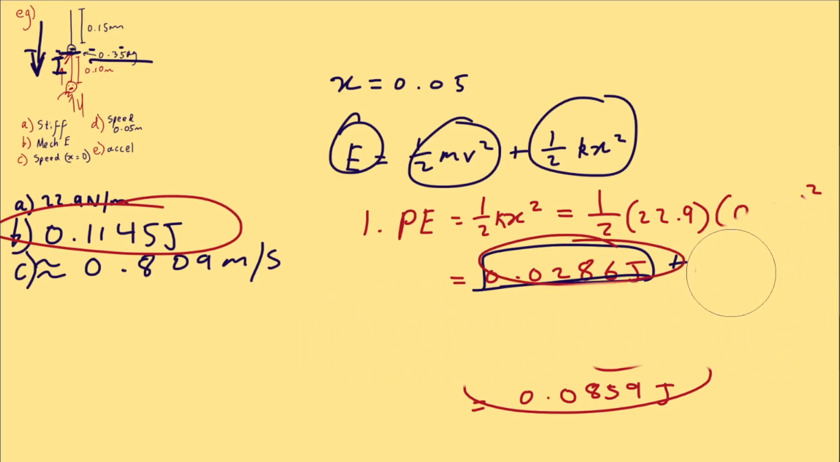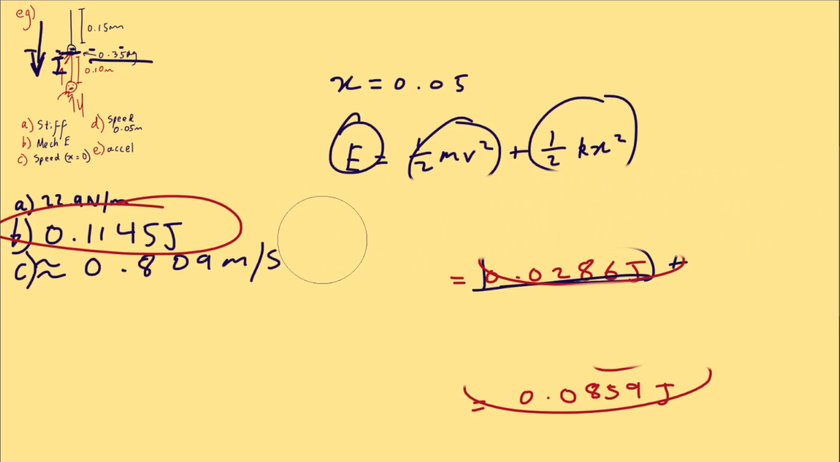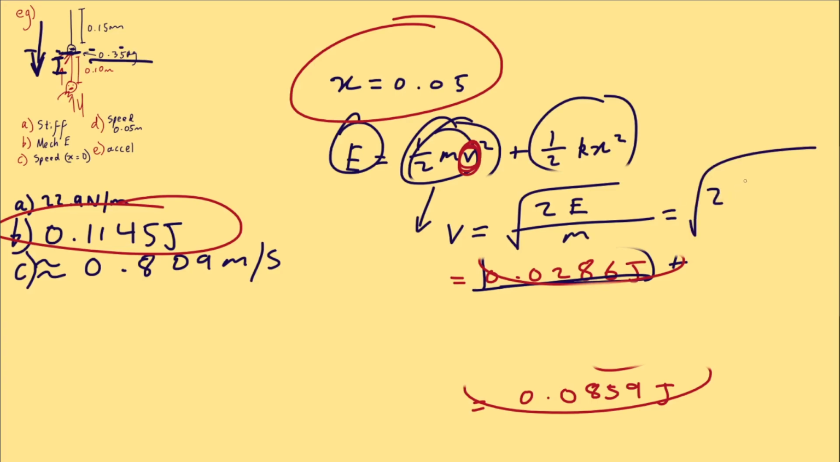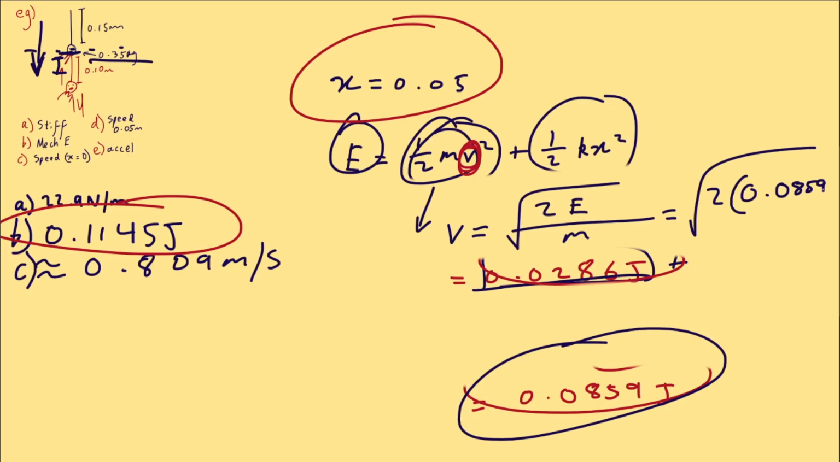Now we're ready to solve for Batman's speed. At this point, we can find speed with the kinetic energy formula. And we're going to do the same thing. We're going to use the rearranged formula that solves for velocity, which is v equals the square root of 2 times energy over mass. This is 2 times our kinetic energy, 0.0859, divided by its mass, giving us roughly 0.701 meters per second. That was satisfying to solve.